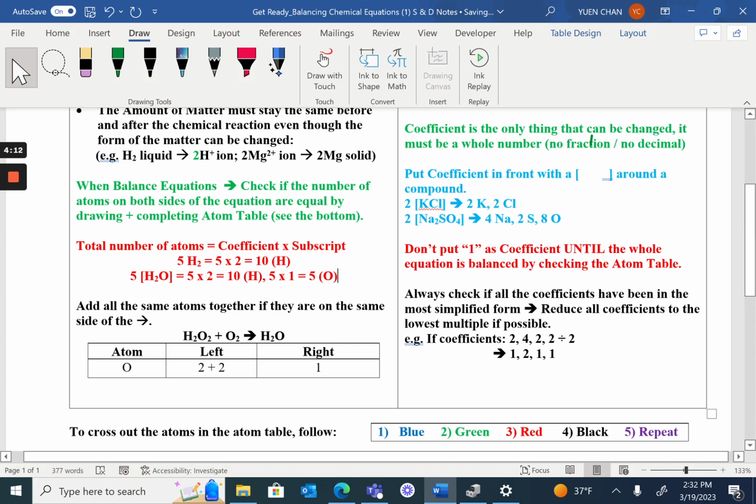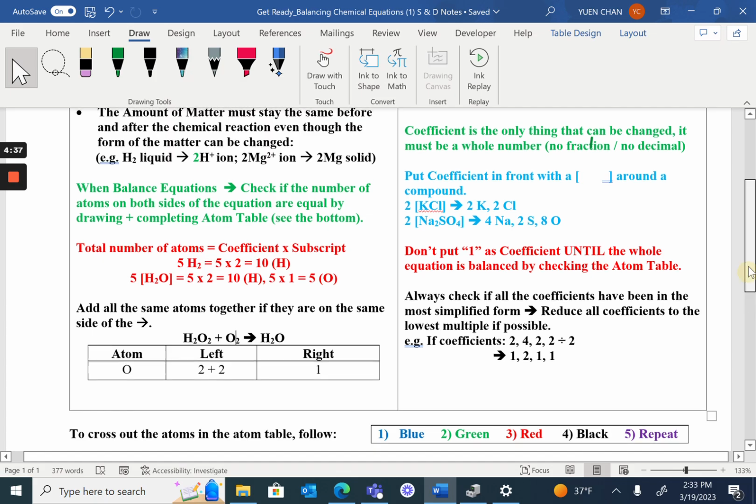And if the same atoms are on the same side, you can add them up together to see how many. So for example, this is the equation, H2O2 plus O2 equals water. How many O on the left-hand side? It will be 2 O plus 2 O, 2 plus 2. And on the right-hand side, I will get 1. So later you will balance it.